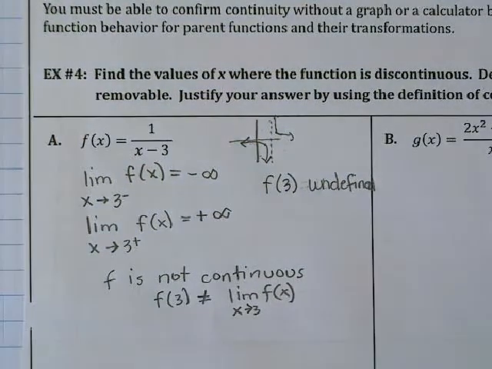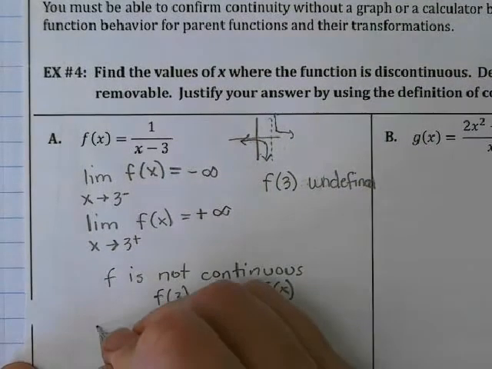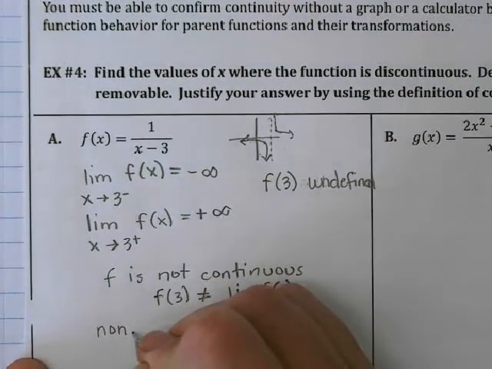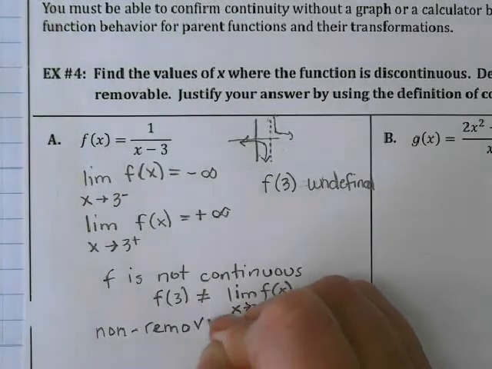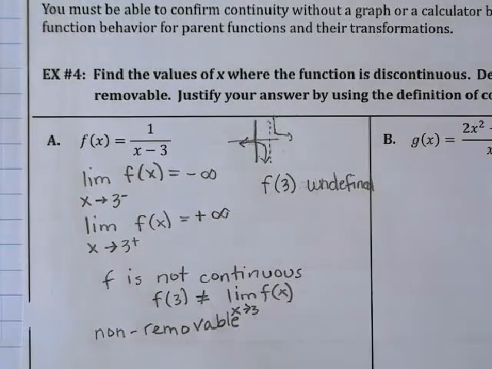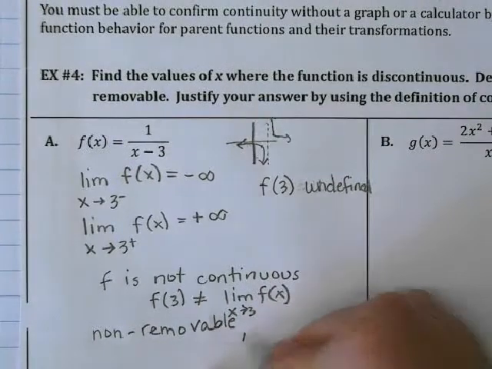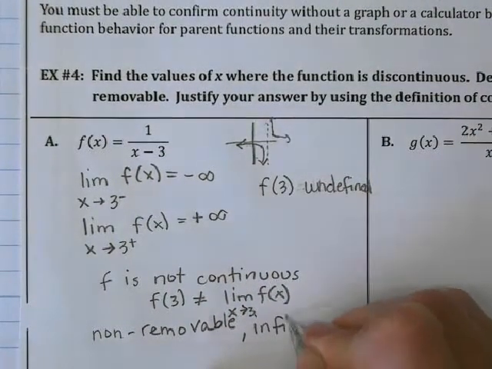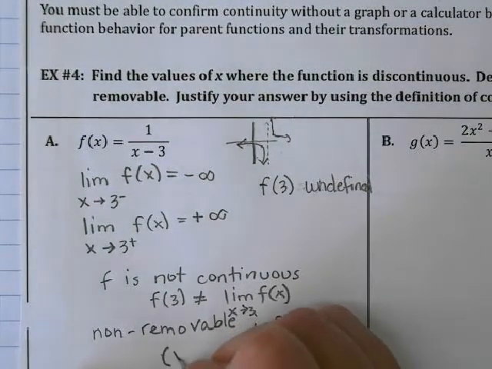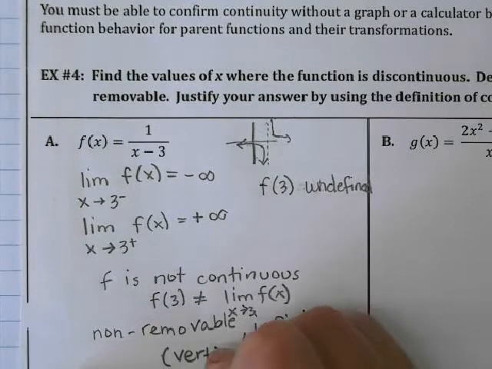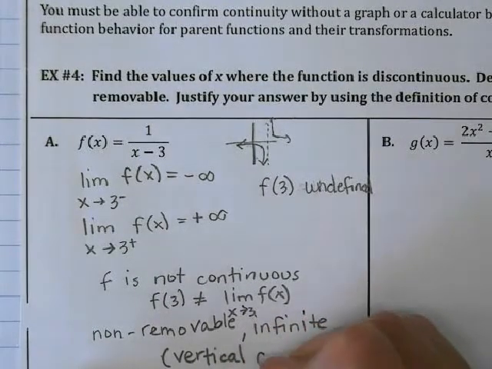Okay, now, what type is it? It's a non-removable, infinite discontinuity. And I'll just put here that it's a vertical asymptote.